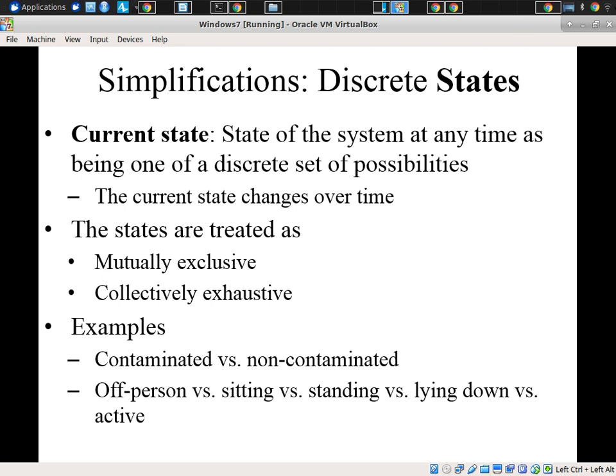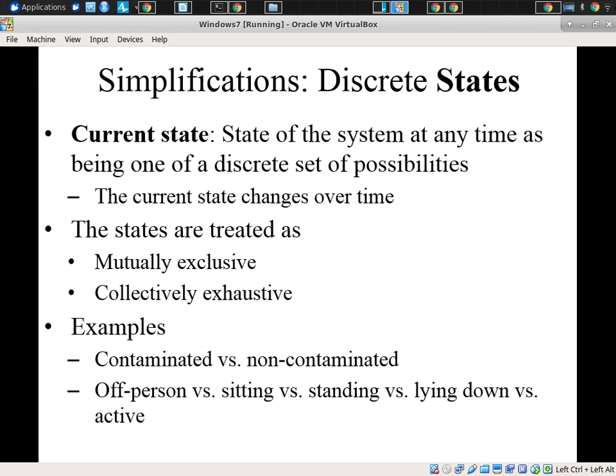So the current state is changing over time amongst a set of discrete categorical possibilities. The states are treated as mutually exclusive and collectively exhaustive. So the state on person, off person completely characterized the possibilities is how it's treated. Contaminated versus, you know, restaurant contaminated or non-contaminated, or the phone is off person, or it's on person and the person's sitting, or on person and the person's standing, or on person and the person's lying down, or on person and the person's engaged in active behavior that's not one of those possibilities. So something other than remaining still, okay? So these are discrete states.